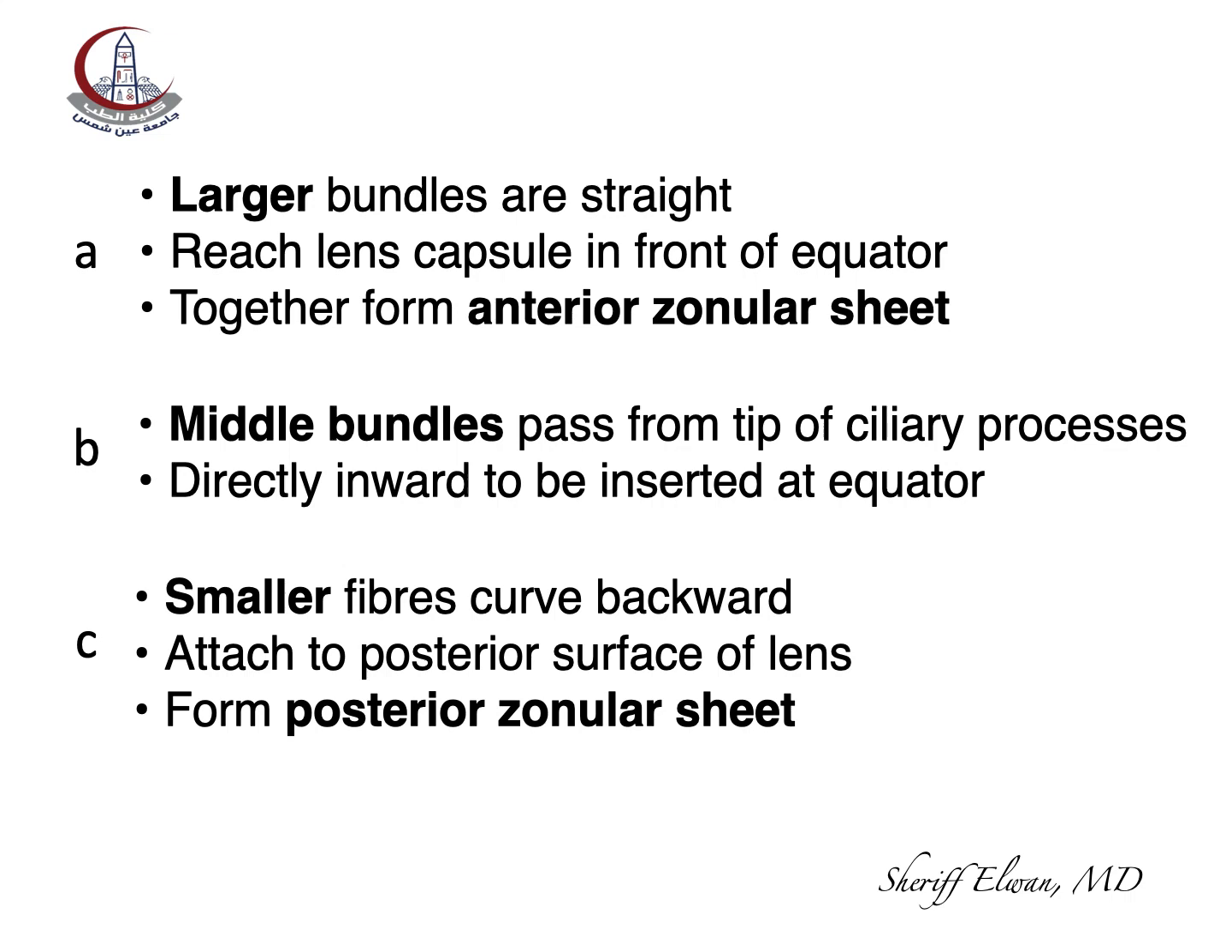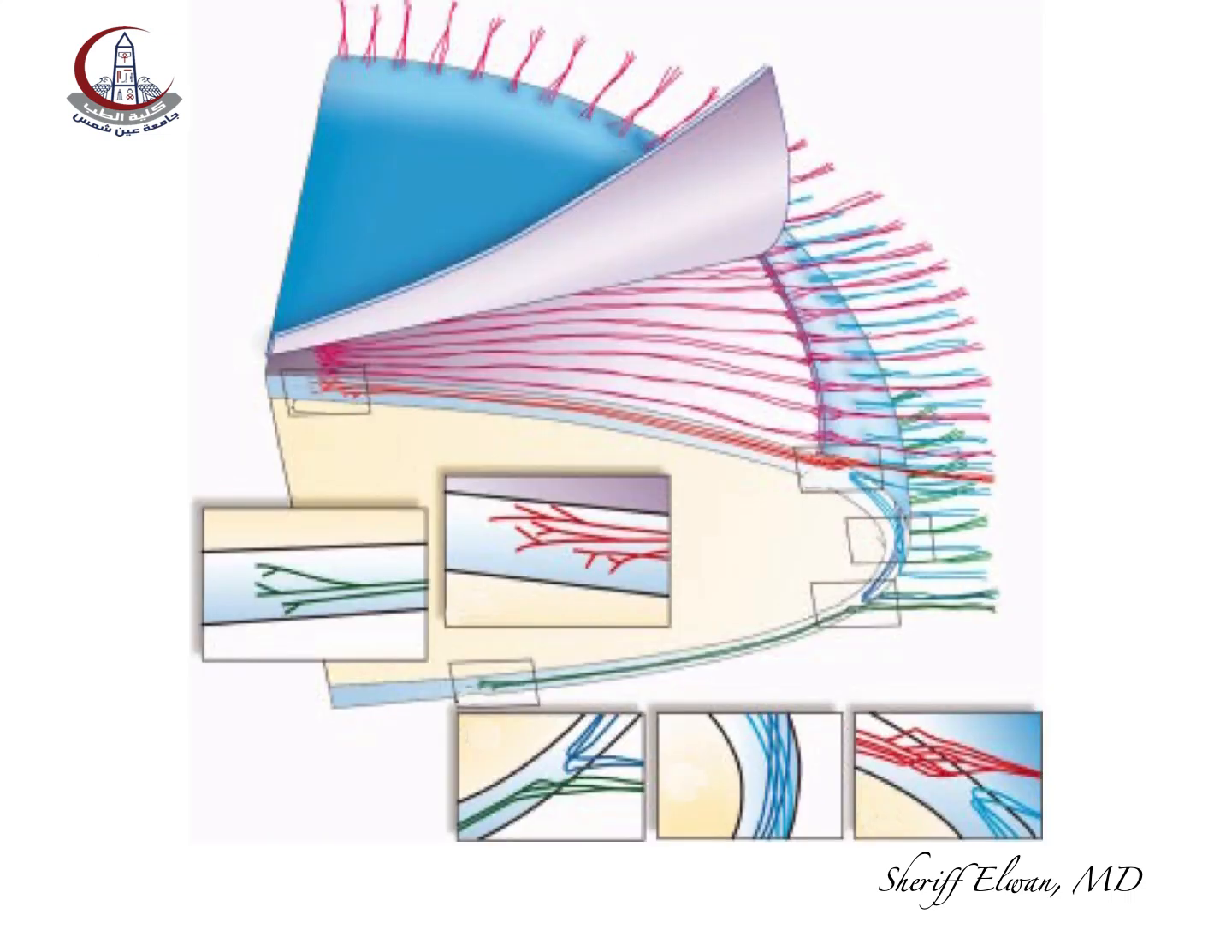So they can be classified into the anterior zonular sheet composed of large bundles, the middle bundles that are directly attached to the equator, and posteriorly the posterior zonular sheet, which are smaller and attached to the posterior surface of the lens. As you can see, this is a three-dimensional diagram of a section of the crystalline lens at its periphery, and we can see the anterior surface and the posterior surface.